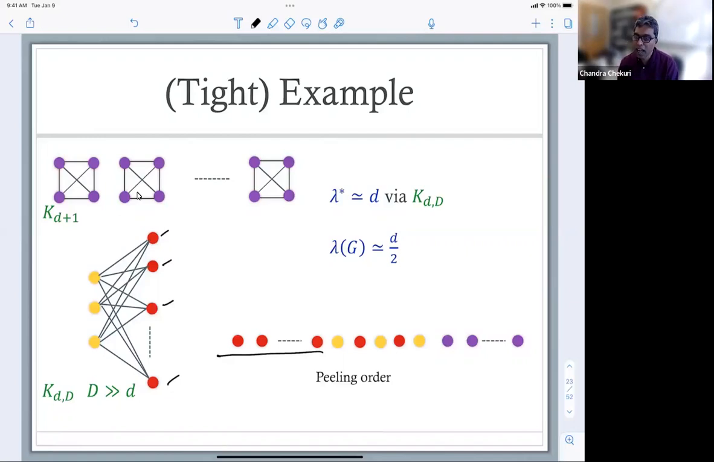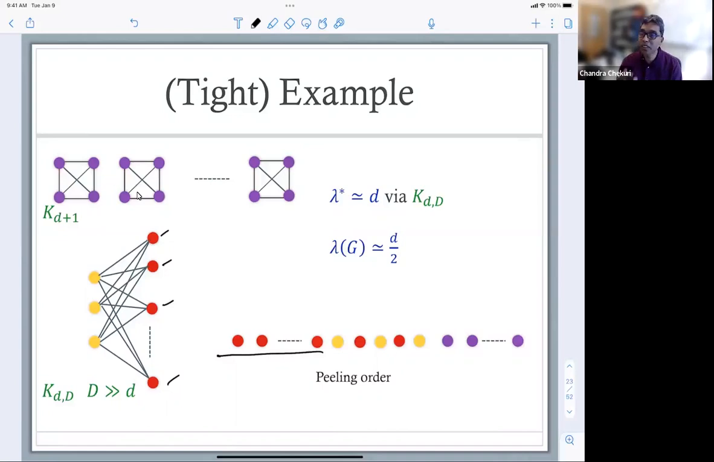Now remember the algorithm takes only the suffixes. So essentially the algorithm is forcing you to take all the cliques, but the average density of the cliques is only d over 2, while you should only take this bipartite subgraph, which has density d. So the peeling is not giving you the tight answer, but the proof says that you'll get a half approximation, and half is tight, as this example shows.